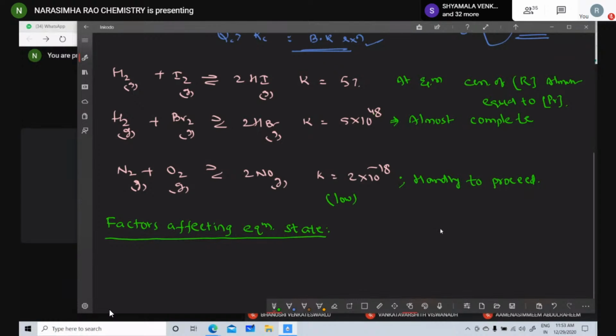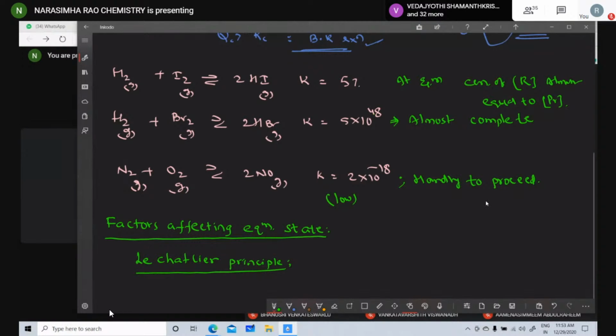Right, children? So Le Chatelier, the scientist, conducted a lot of experiments on equilibrium systems and gave a law or principle that is called the Le Chatelier principle. Then what is the Le Chatelier principle?